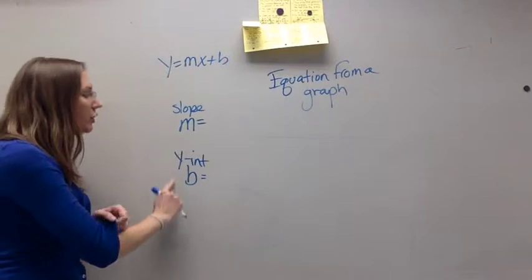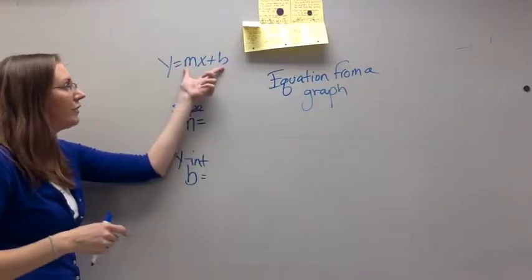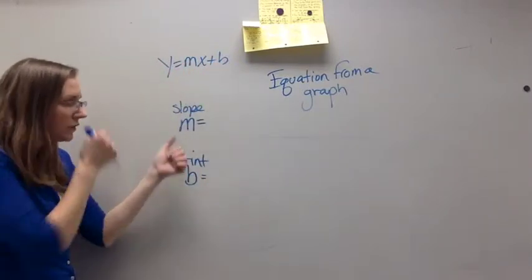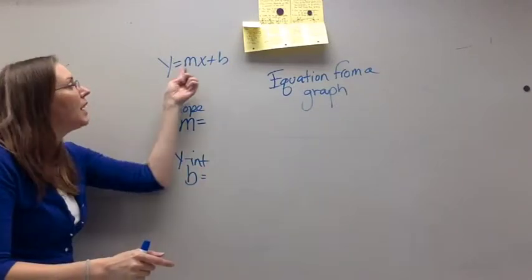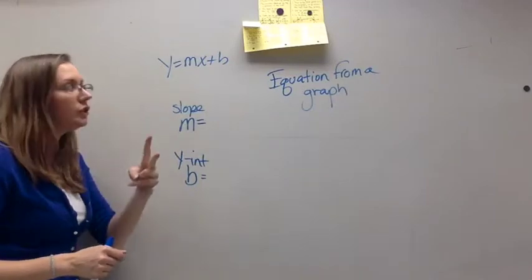Okay, so these are the two things that when I have to make my graph, I have to find from my equation. So these are going to be the two things that I'm going to look at the graph and identify and then just plug into this. Okay, we're going to do two examples together.